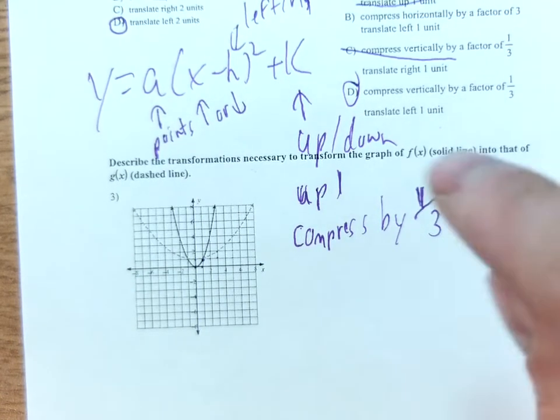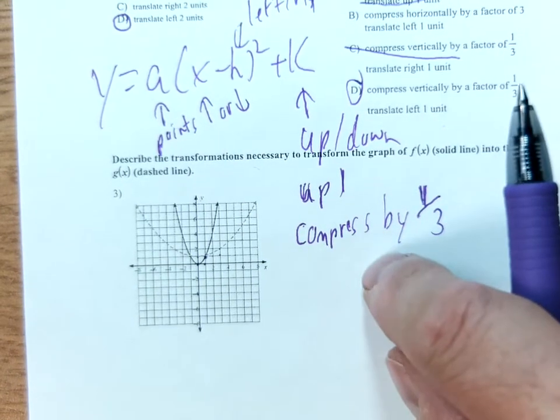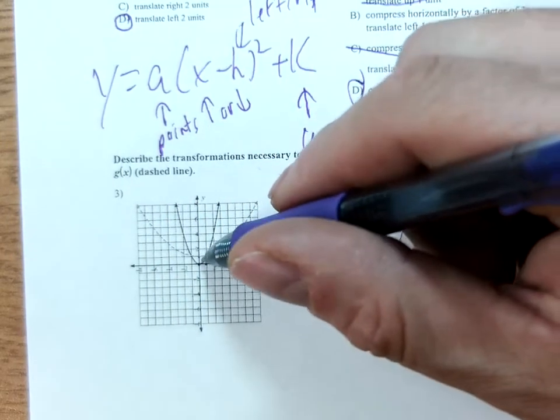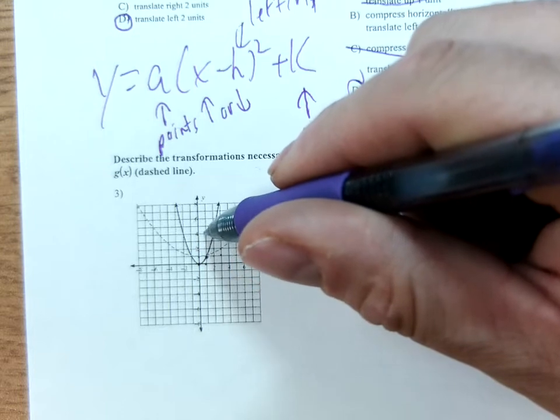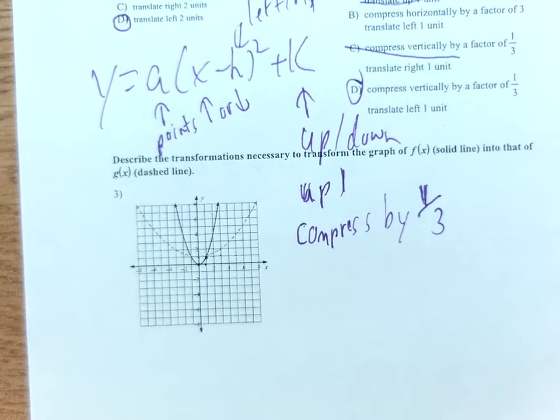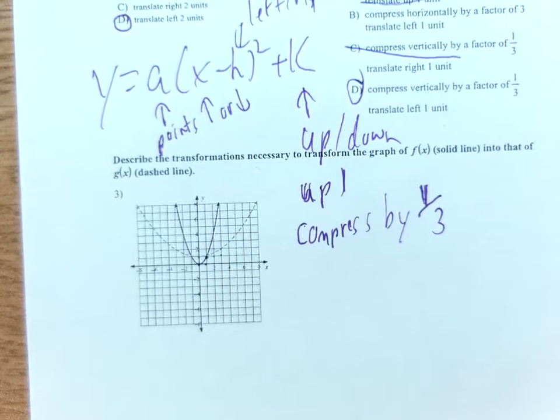And if it was upside down, we would say it's stretched by 3. So if instead of over 3 up 1, it was up 3 over 1, we would say it's stretched by a factor of 3. Again, that's a compression by 3 because it's over 3 up 1. Alright, so there's the first 3.